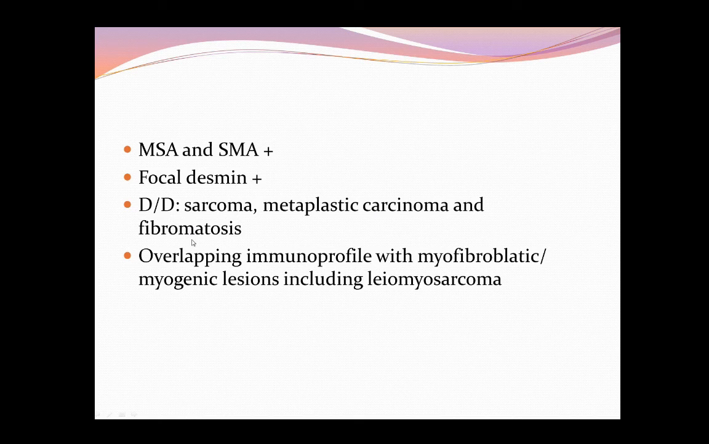Especially when the mitoses are very high, you can think of sarcoma, and the older they grow, the more collagen they have, and you can think of fibromatosis. They share an overlapping immunoprofile with myofibroblastic and myogenic lesions, like this, MSA and SMA and desmin positive, and being highly mitotically active, might get confused for leiomyosarcoma on the biopsy.